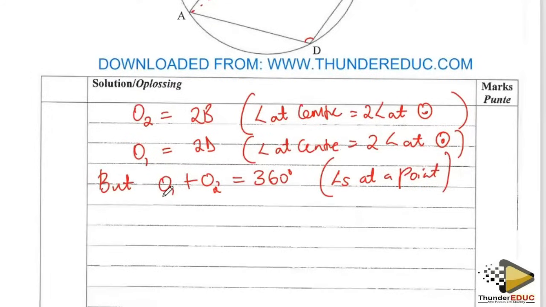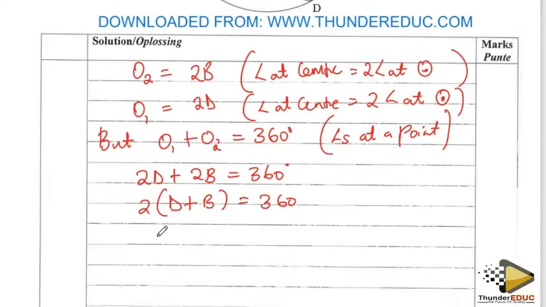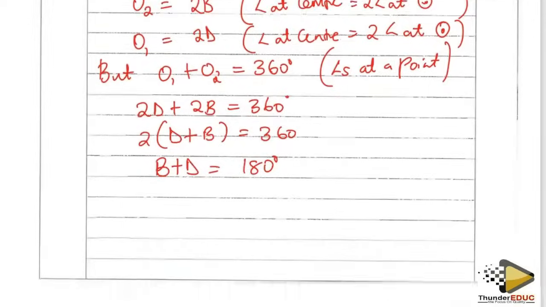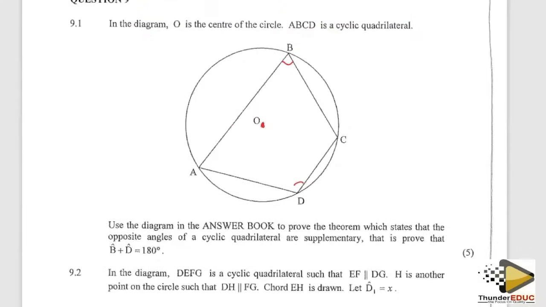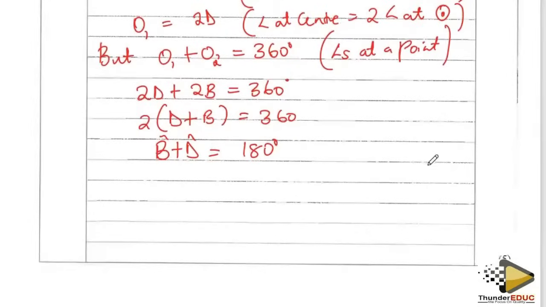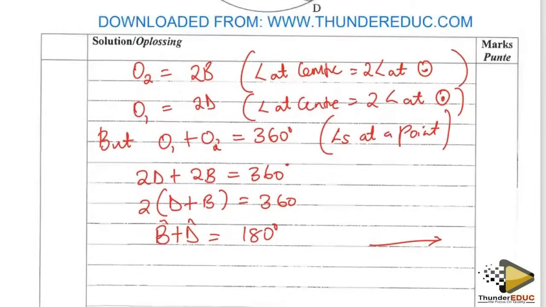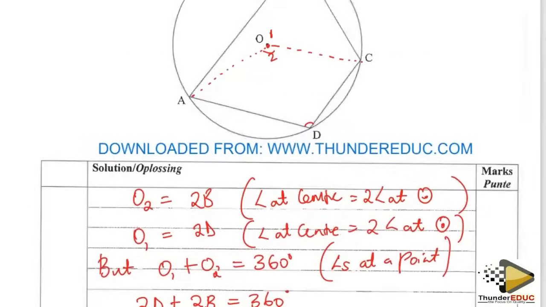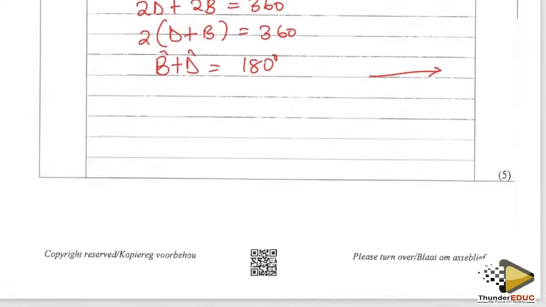Then when I substitute my O1 and O2, that's going to be 2D plus 2B being equal to 360 degrees. Factor out the 2, I'll have D plus B being equal to 360, and then I'll divide both sides by 2, so that I have B plus D being equal to 180 degrees. So I think the proof is done. So angle B plus angle D must be equal to 180 degrees. So that is how you go about that. There are other ways, but I find that the easiest approach.